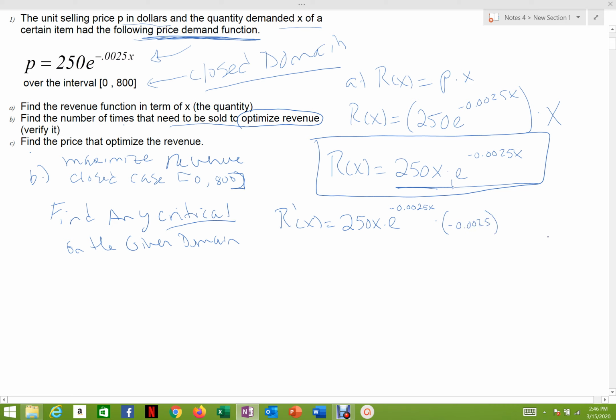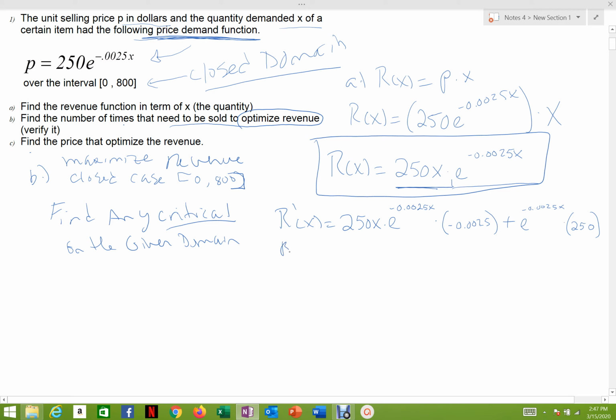So that's the first times the derivative of the second, plus the second, which is the e term, times the derivative of the first function. The first function is 250x. 250 is a constant multiplier, so it comes along, and when we take the derivative of 250x, we're left with 250. So times 250. There's my derivative. All right, new part done.